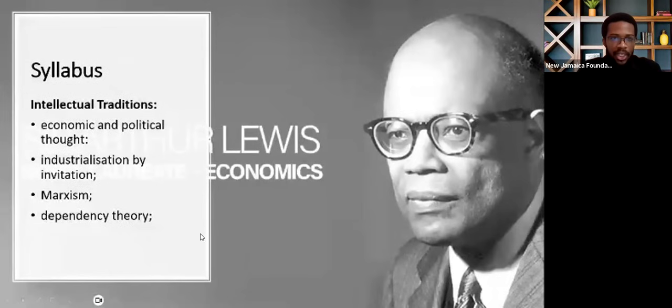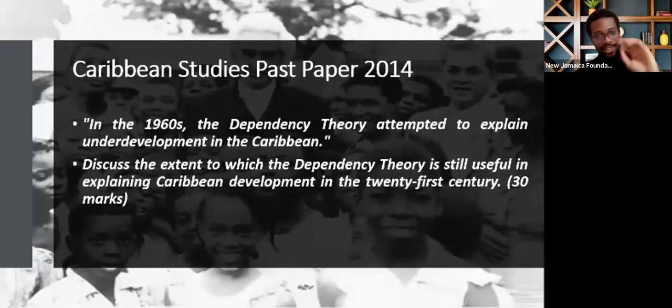So the syllabus under this shares that under intellectual traditions, you're looking at economic and political thought, including industrialization by invitation, Marxism, dependency theory. And I decided to select this question, Caribbean Studies Past Paper 2014, which says, in the 1960s, the dependency theory attempted to explain underdevelopment in the Caribbean, discuss the extent to which the dependency theory is still useful in explaining Caribbean development in the 21st century.